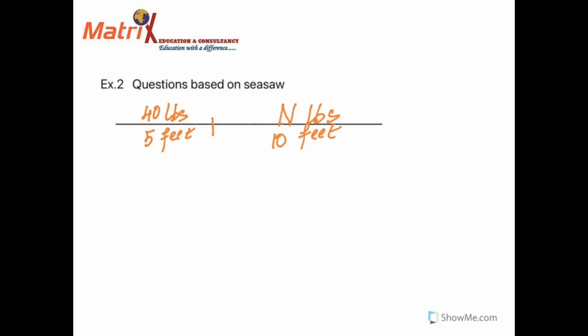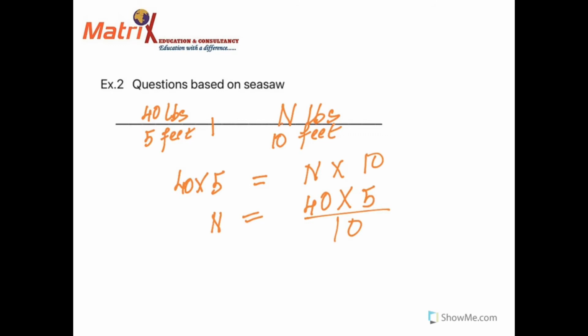What it says, the seesaw will always be balanced when both the sides are equal, which means 40 times 5 has to be equal to n times 10. And the question says, find the value of n pounds. Simply, n is nothing but 40 times 5 divided by 10, because you divide both the sides by 10. What do you get? You get 4 times 5 and my n is equal to 20. I'll write pounds. That's my answer.